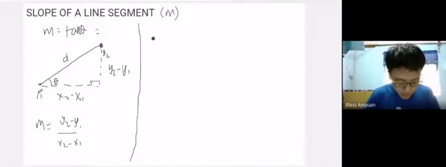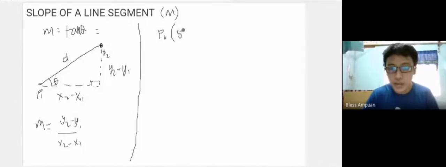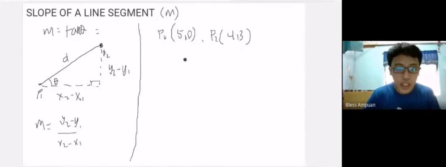So at this point, if we have given points, assuming our P sub 1 is (5, 0) and our P sub 2, our second point, is (4, 3), the problem will ask what would be the slope of the line passing through these points, from (5, 0) and (4, 3).